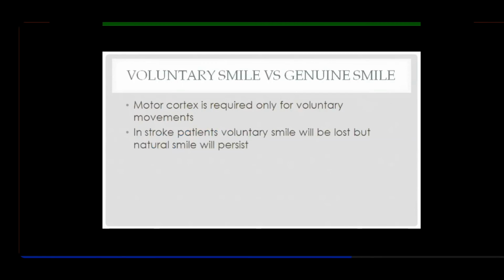Now, voluntary smile versus genuine smile. Remember, while I was teaching you Bell's palsy, it is an ipsilateral palsy of half of the face. In supranuclear lesion of the facial nerve, what was happening? It was involving the contralateral lower quadrant of the face, because the upper half of the face has bilateral representation. Remember the supranuclear facial nerve, it is important. Questions come on the facial nerve. Supranuclear lesion and infranuclear lesion.